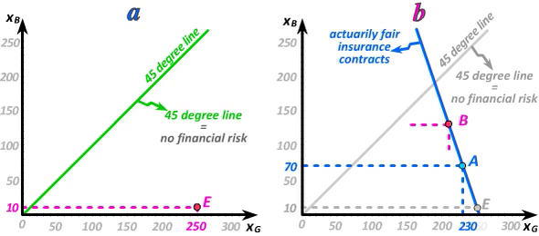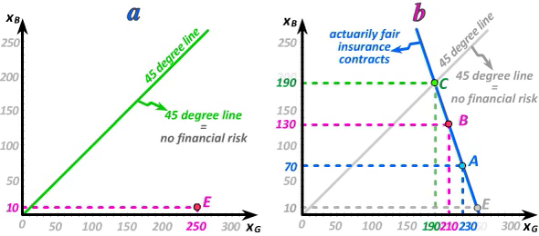Point B represents an insurance contract that would lower my wife's consumption in the good state to $210,000 and raise it in the bad state to $130,000, exactly equal to the actuarially fair insurance contract we first modeled in panel B of graph 17.4. Finally, point C is an actuarially full insurance contract, a contract that lowers my wife's consumption in the good state to $190,000 and increases it in the bad state to $190,000, thus eliminating all risk.